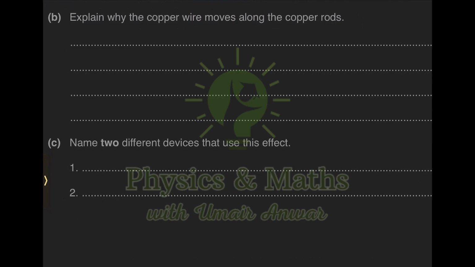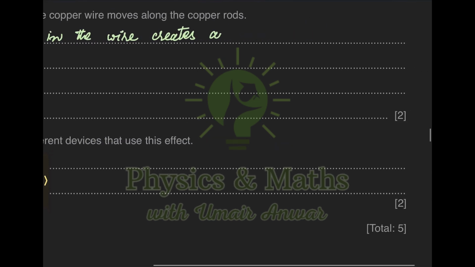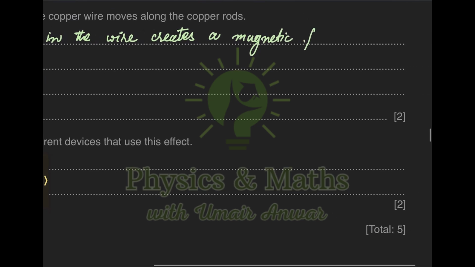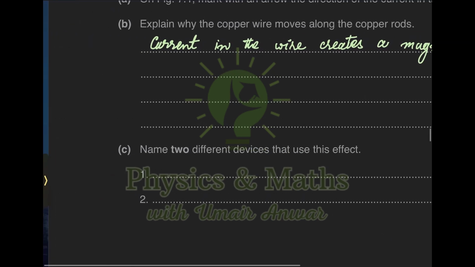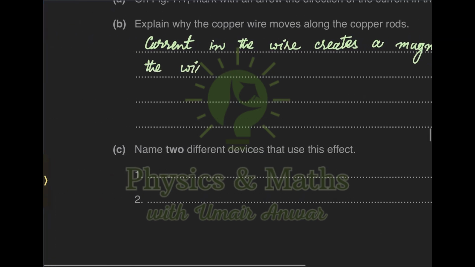So for a 2-mark answer, I'm going to write: current in the wire creates a magnetic field around the wire. And because of this, there are 2 magnetic fields now. One magnetic field from the magnet and the other magnetic field because of the flow of current.